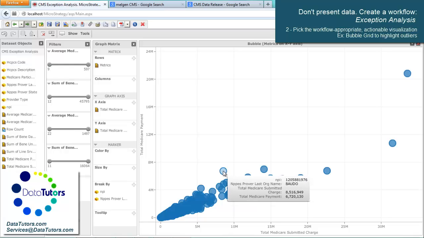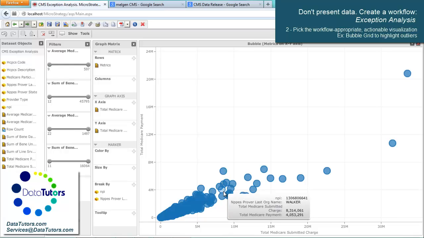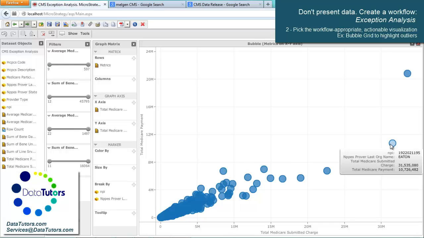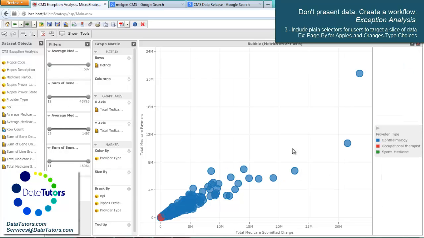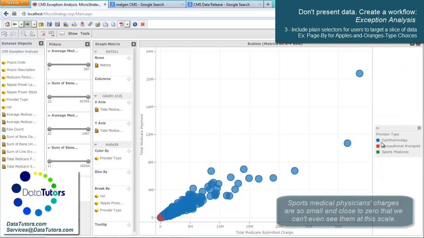But we shouldn't jump to conclusions yet, because right now, we're looking at all the physicians with no bearing on whether we've got apples to apples. So look what happens when I add colors for the different care provider types. Ophthalmologists charge more and receive more than their peers, of course, because of more expensive and more covered procedures than sports medicine or occupational therapy physicians.